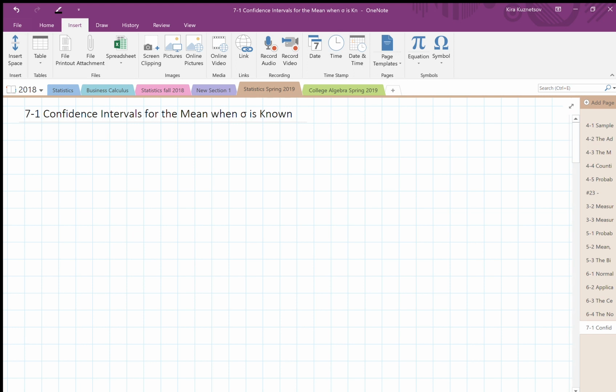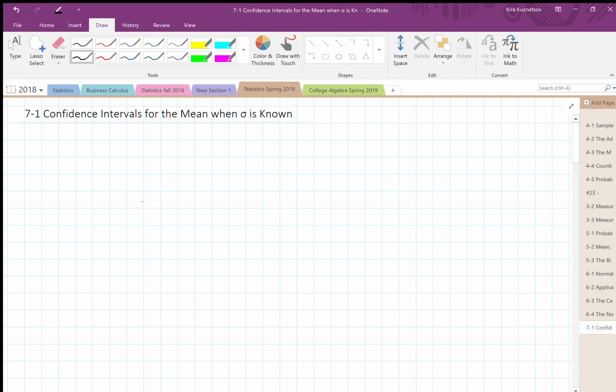This is the first lecture on Chapter 7, and 7-1 starts with confidence intervals for the mean when sigma is known. Chapter 7 is the first chapter of the next part of the statistics, which is inferential statistics. Inferential statistics will allow us to estimate the population parameters given sample statistics. So what we need to start with is the idea of what's called a confidence interval.